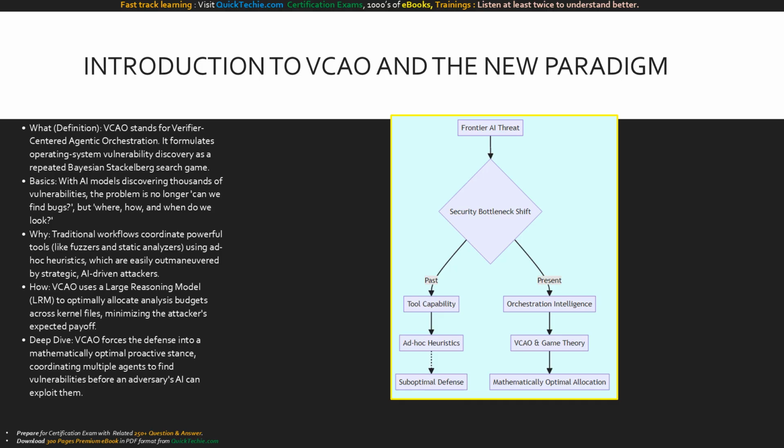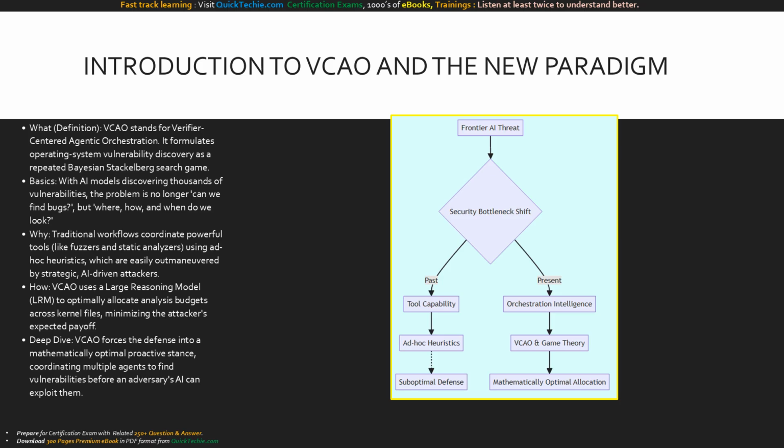VCAO solves this by formulating OS vulnerability discovery as a rigorous, repeated Bayesian Stackelberg search game. A large reasoning model acts as the orchestrator, deciding exactly where to look, which tool to use, and how much compute budget to allocate. By transitioning from reactive guessing to mathematically optimal resource allocation, VCAO fundamentally minimizes the expected damage an attacker can inflict. Let's look at this flowchart to visualize the paradigm shift.